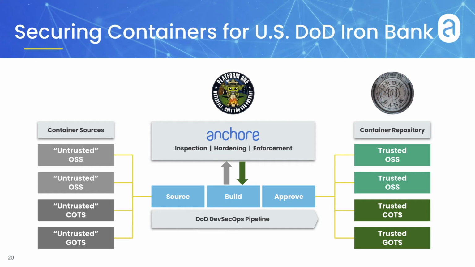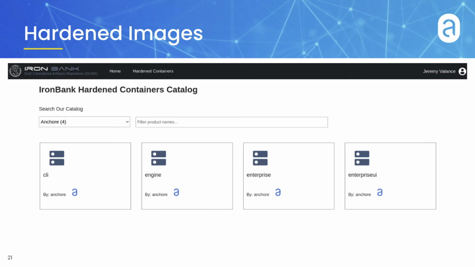All the tools along the way inspect these artifacts and conduct hardening and enforcement controls, and that's all part of the build and approval process within this pipeline. Here we can get a quick look at the containers catalog, and these are the 4 Anchor images within there. Anchor is part of that DevSecOps pipeline that's hardening the container images along with some other tools. In addition, we have to go through the same hardening process. So this is a quick look at that.